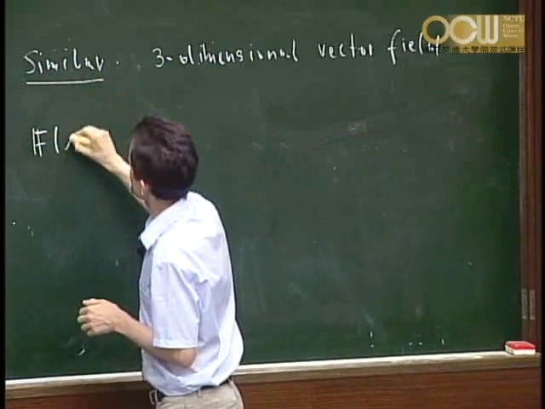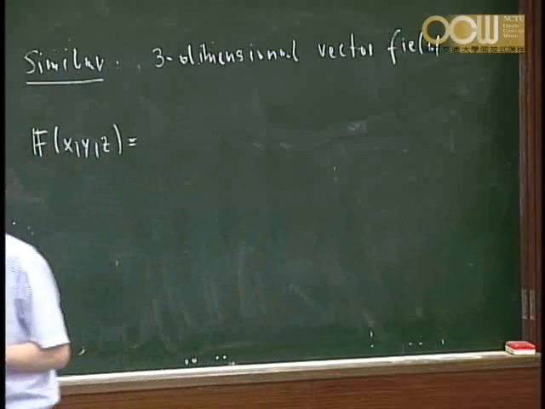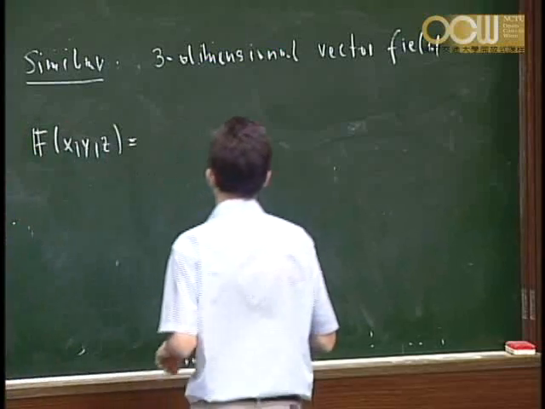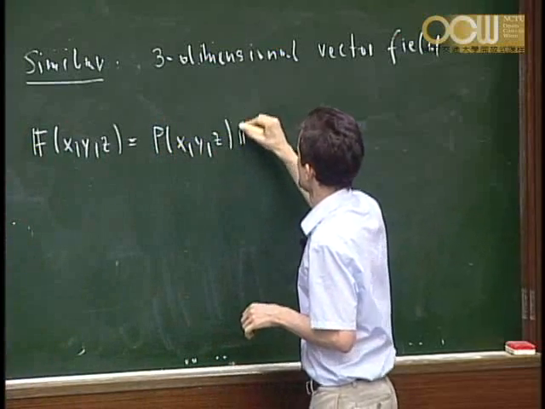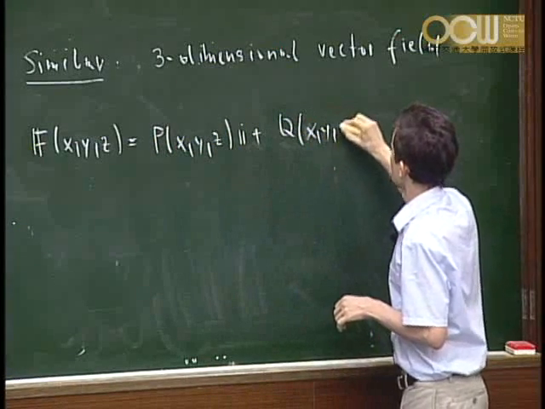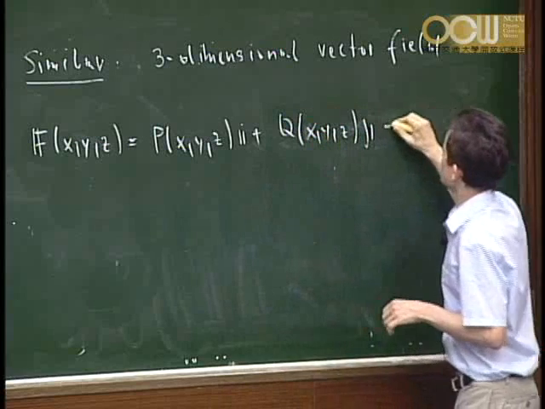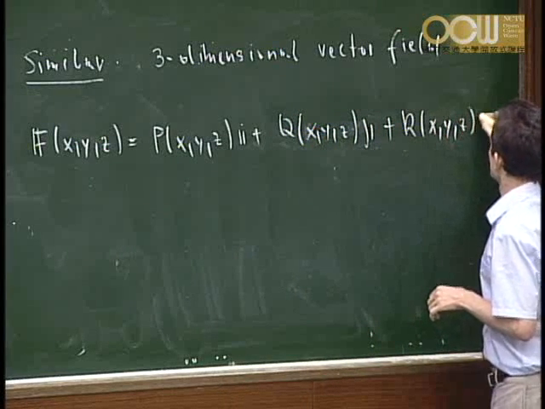Okay, so you then have a function of three variables, and for the component functions, or the scalar fields, you have three functions. One is P of x, y, z, the other one is Q of x, y, z, and the last one R of x, y, z.